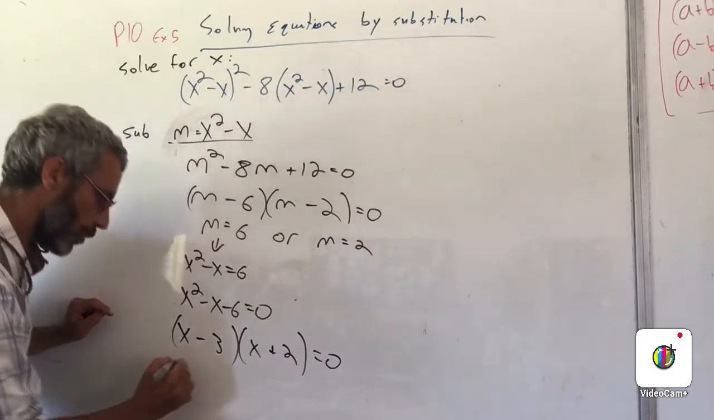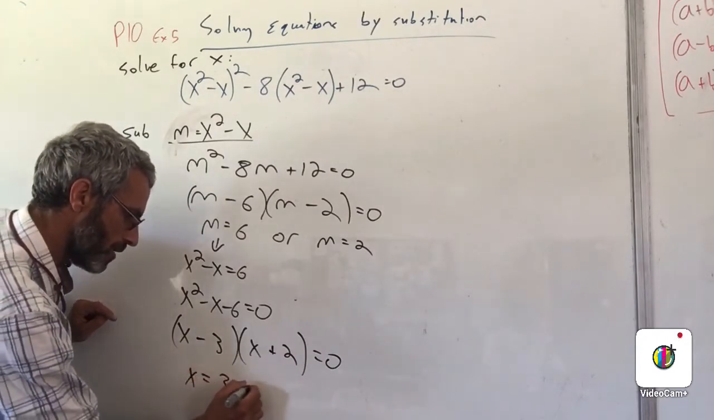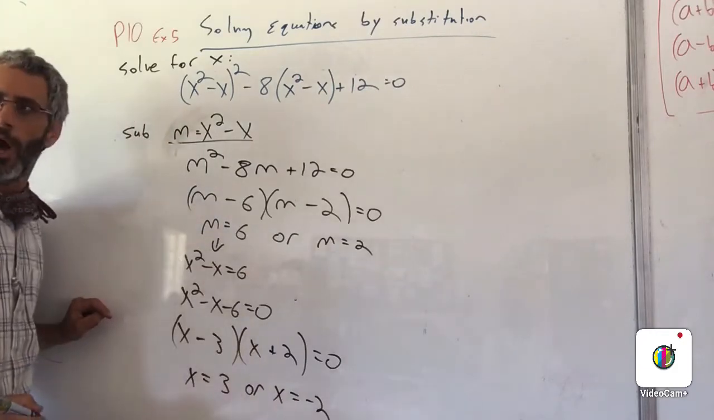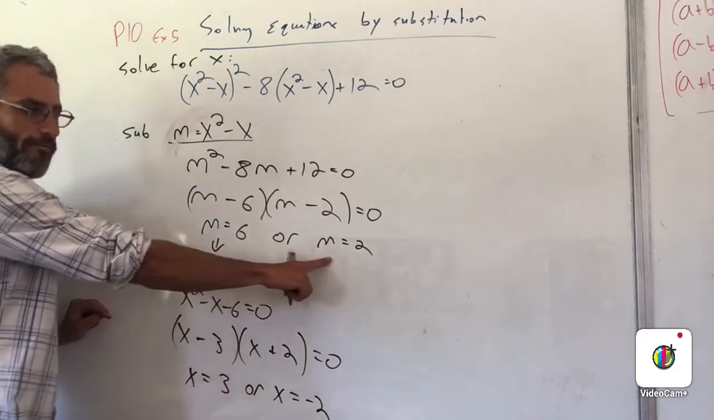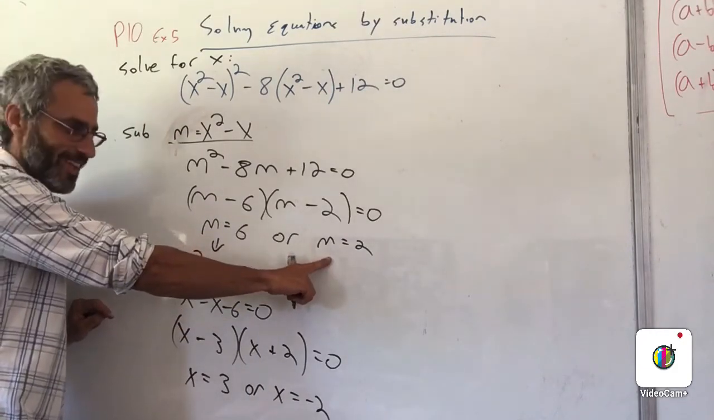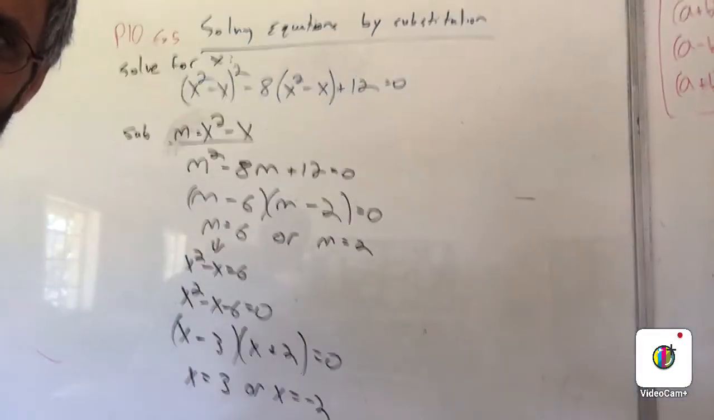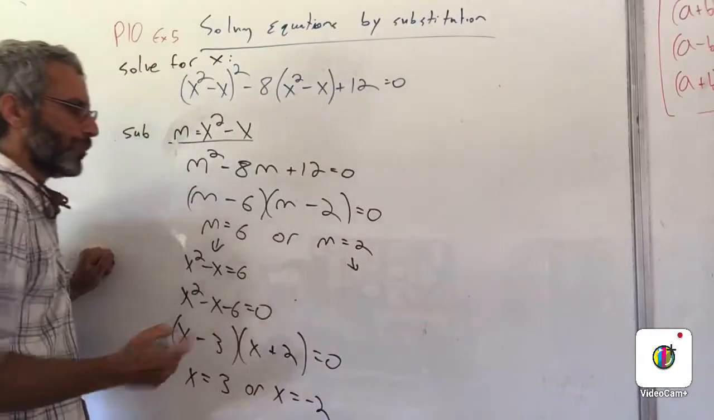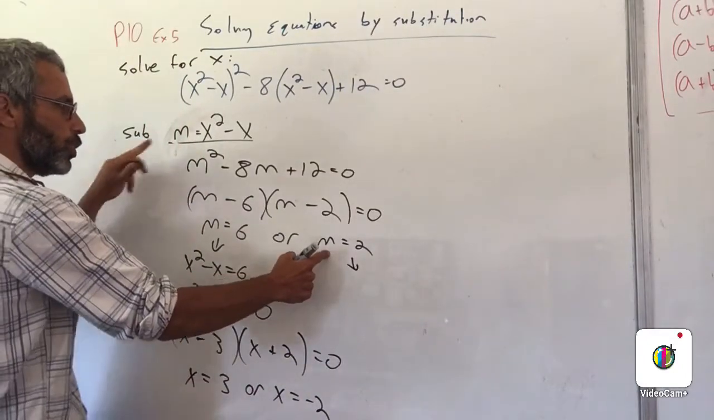So x equals 3 or x equals minus 2. Are we done? No, we still have that one. Let me just pause. So, we also need to explore the possibility that m is equal to 2.